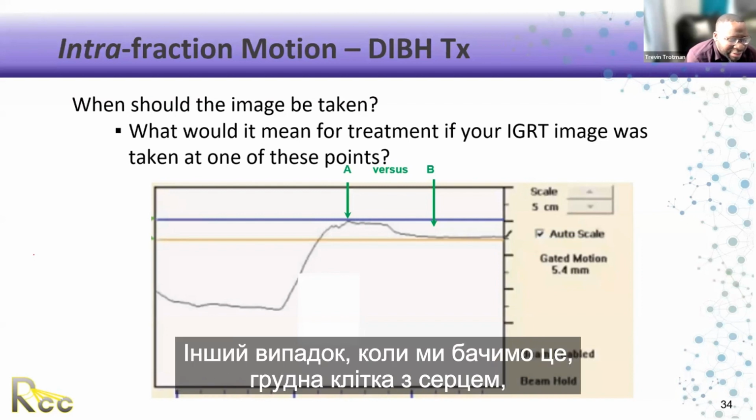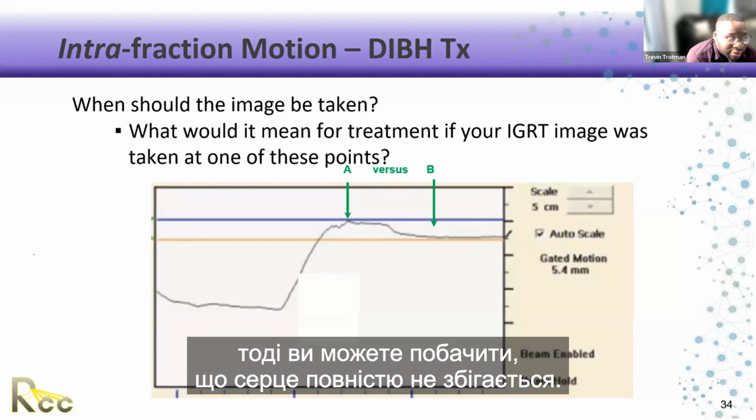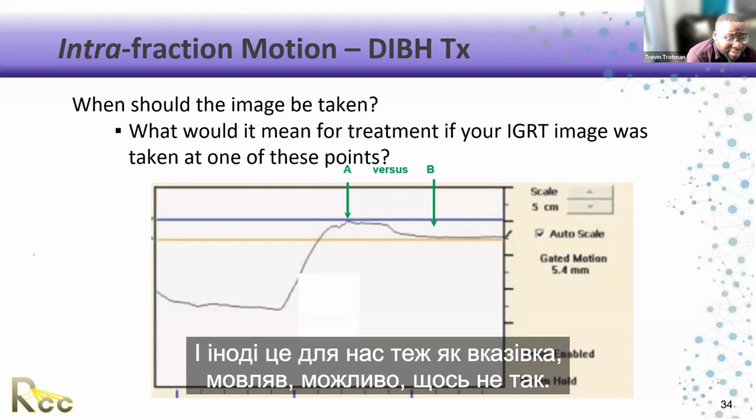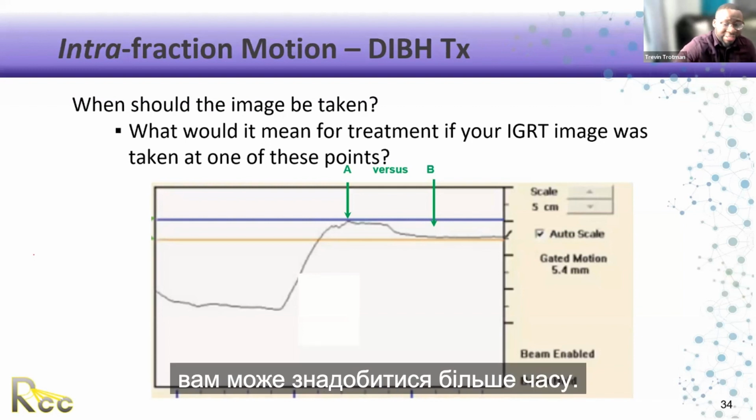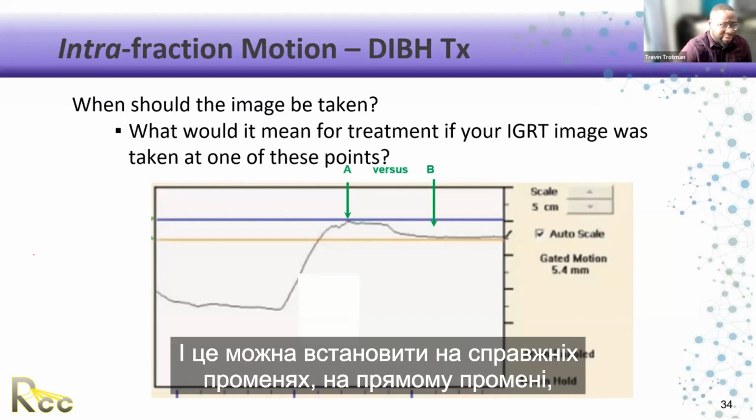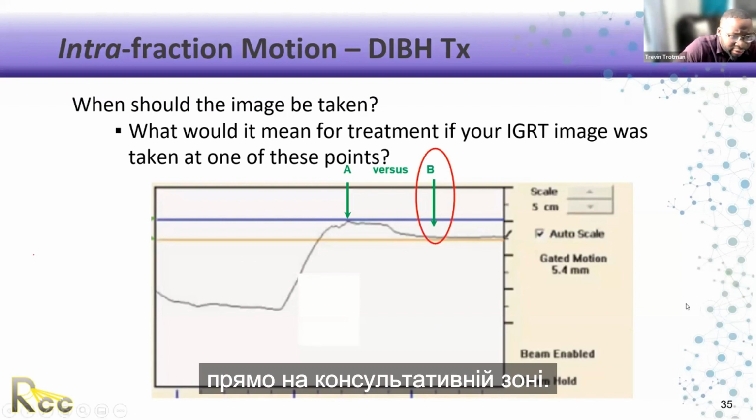Another time we see this is when you're doing the breast cases, DIBH, with the hearts. You can see that the heart is completely off. Sometimes that's an indication for us too that something's off. And sometimes for some patients you may need to put that delay on, and you can set that on the TrueBeams, right on the console area.